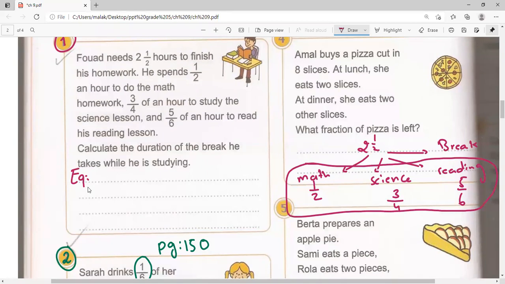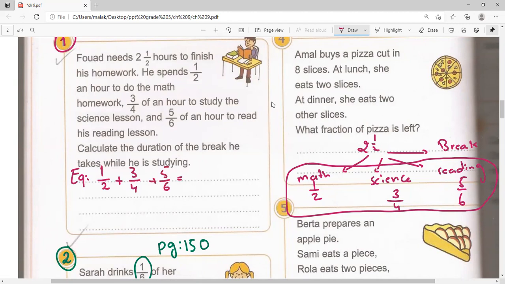Excellent. With the remaining time, how will we find the duration of the break? Bravo. So he will take a rest. But first we must find the common denominator. Exactly. So let's write the first equation. We will find the time needed to finish the math homework, science lesson, and reading lesson. So half plus 3/4 plus 5/6.